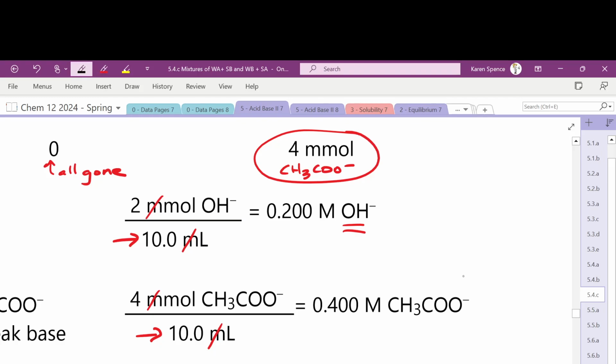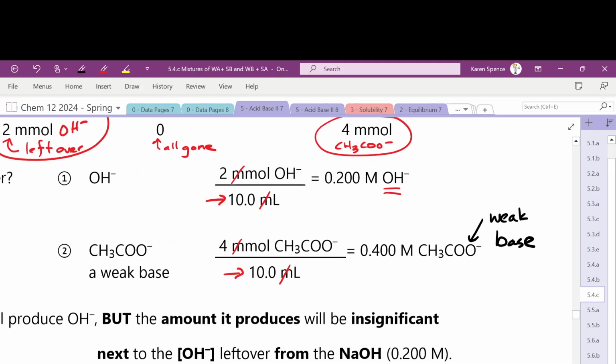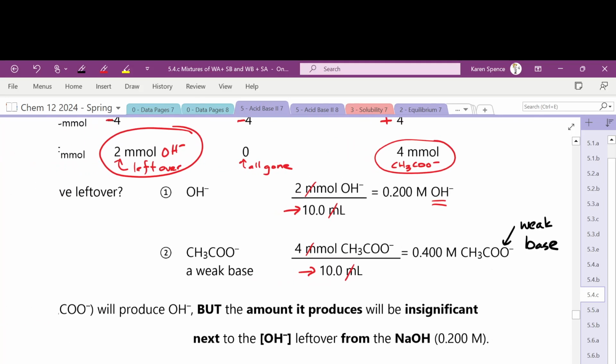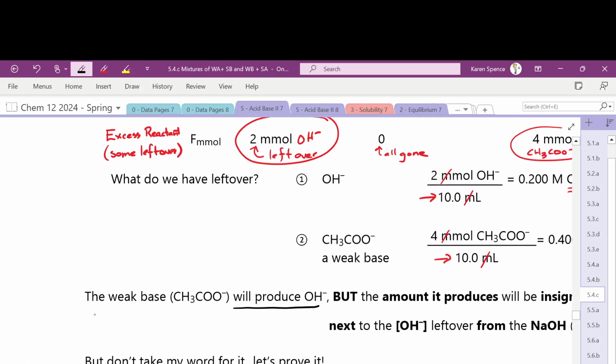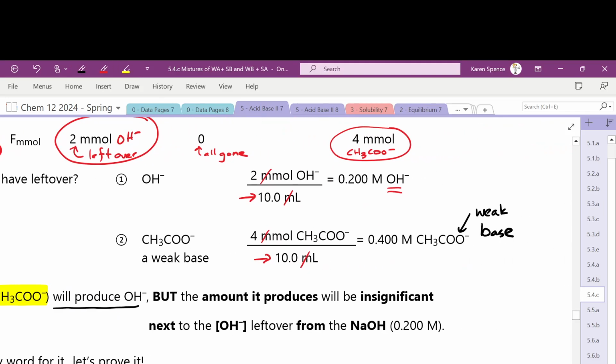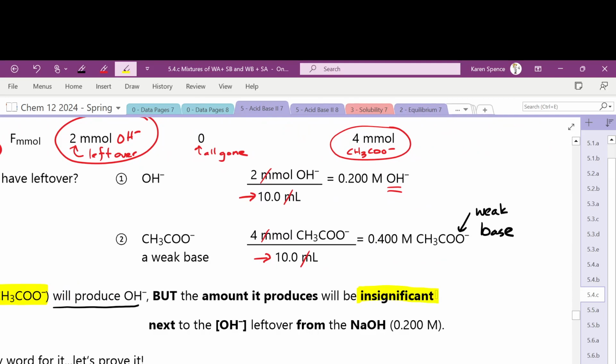Now, this is a weak base. How much do weak bases produce of OH? Not a whole lot. So our weak base, the CH3COO minus, will produce OH, but the amount it produces is insignificant next to the hydroxide left over from the NaOH.